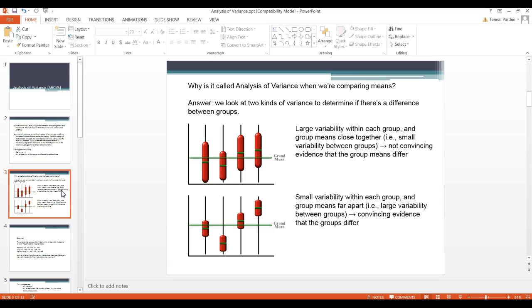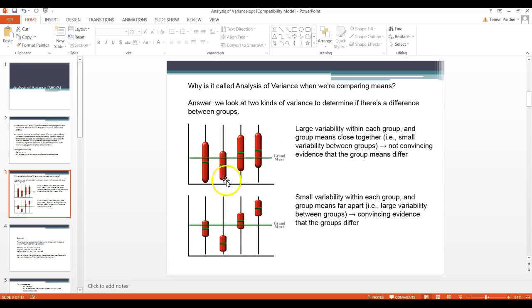The question comes up, why is it called analysis of variance when what we're trying to compare is the means? So I made these 2 graphs to demonstrate. To determine if there's a difference in the means, we actually look at the variability. We look at 2 different kinds of variability. The first one has large variability within each group. Each group is very spread out within it. But the groups are not very far apart, so within the groups, there's a lot of variability, but between the groups, there's not a lot of variability.